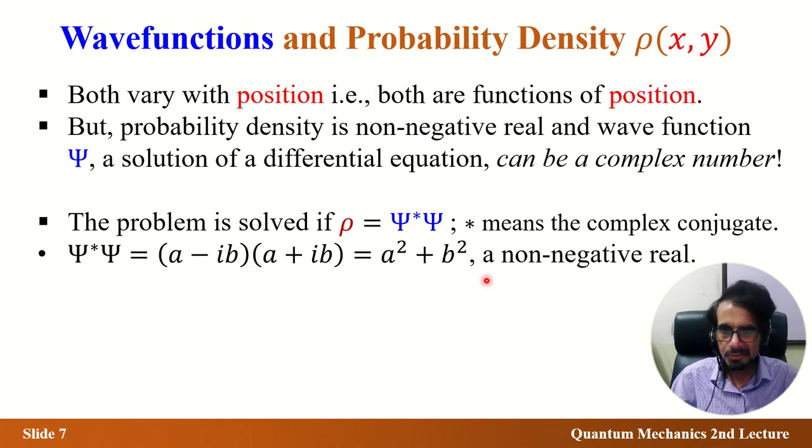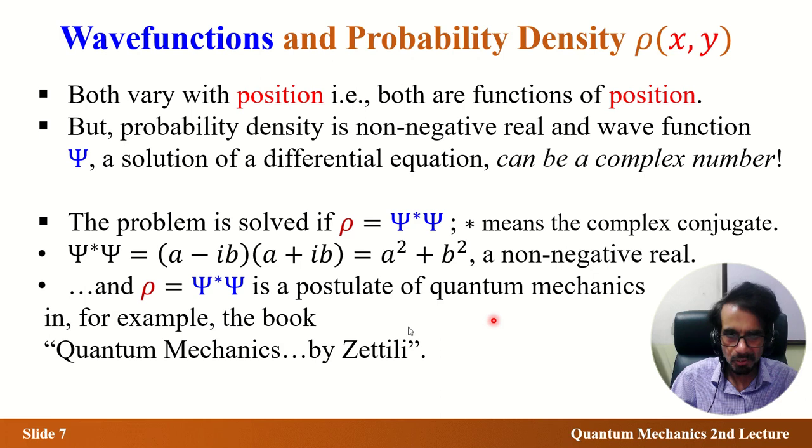Now that is a postulate of quantum mechanics, and the book I followed for assignments etc., namely Quantum Mechanics by Zettili, has 5 postulates, and the fourth is this: the probability density is a function called the modulus square.